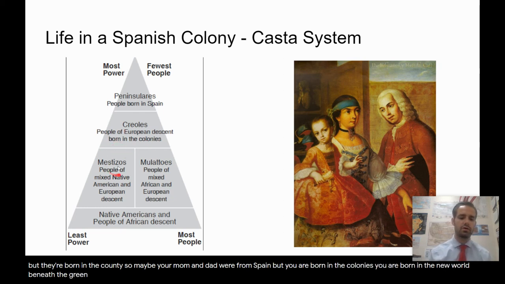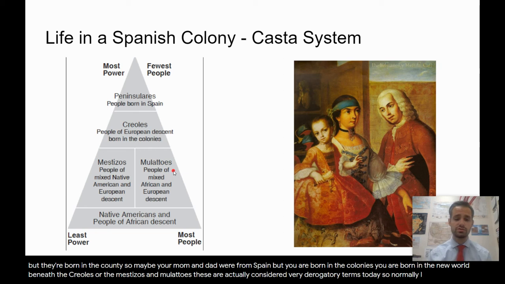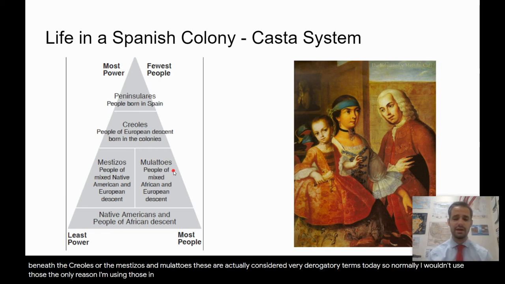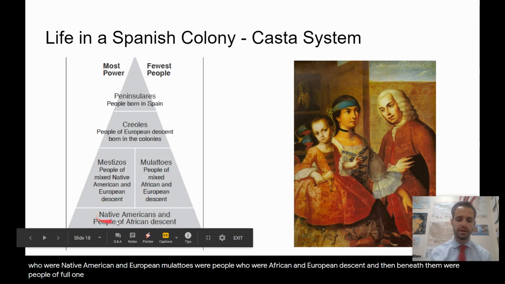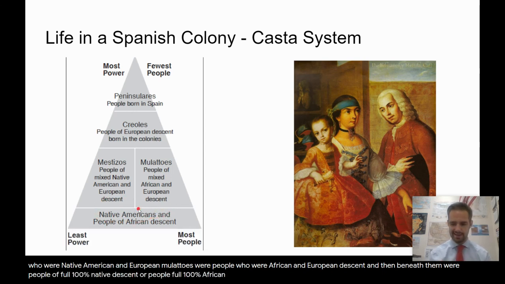Beneath the Creoles are the mestizos and mulattoes. These are actually considered very derogatory terms today, so normally I wouldn't use those. The only reason I'm using those in class is simply because I want to show you an actual factual account of history. Mestizos were people who were Native American and European. Mulattoes were people who were African and European descent. And then beneath them were people of full 100% Native descent or people of full 100% African descent.